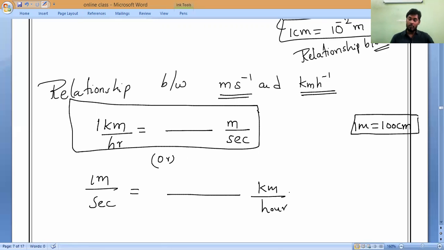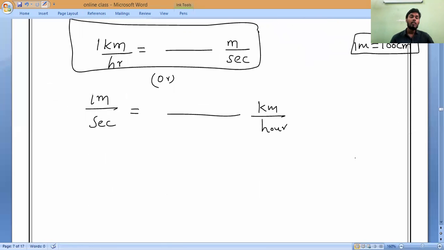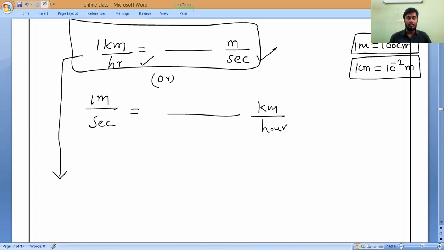So in these two, we want one thing. If we find any one, then the reverse of it is called the second relation. So now let us find this one. If I find this one and make the reverse, like 1 meter is equal to 100 centimeters, then in reverse, 1 centimeter is equal to 10 power minus 2 meters. We did this in the last class.